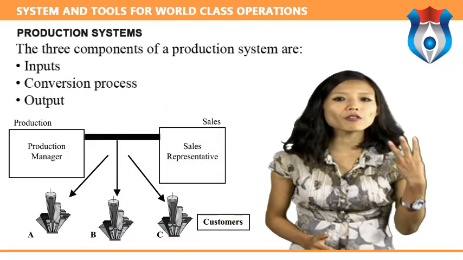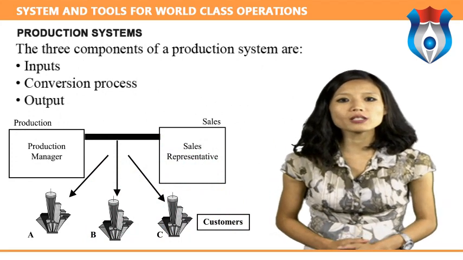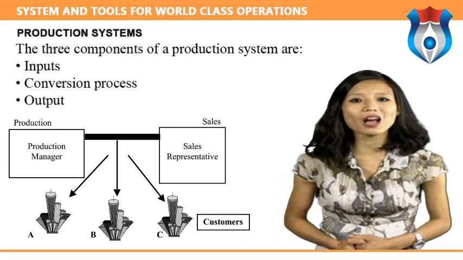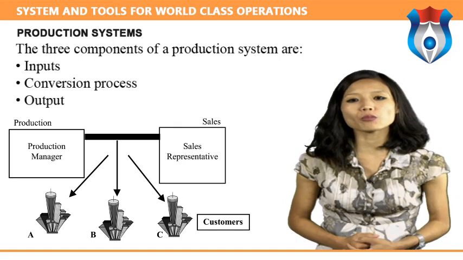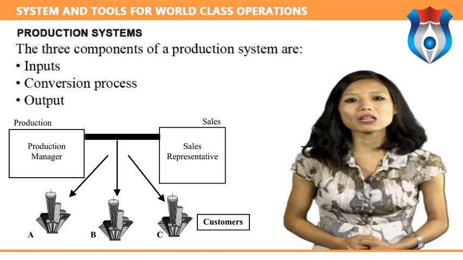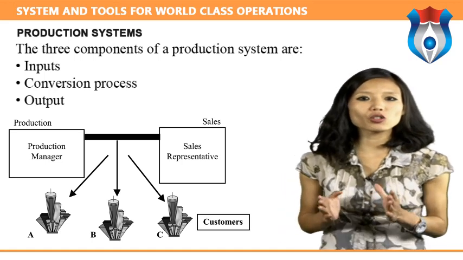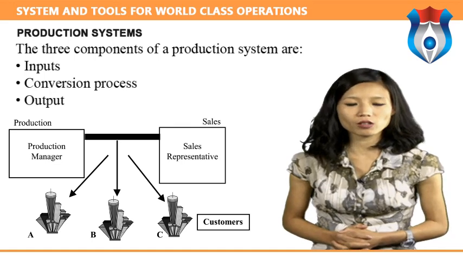The three components of a production system are: inputs include raw materials, machines, man hours, components or parts, drawing, instructions and other works. Conversion process includes operation, actual production process. Operations may be either manual or mechanical or chemical. Operation converts inputs into output. Output includes finished products, finished goods, parts and services.